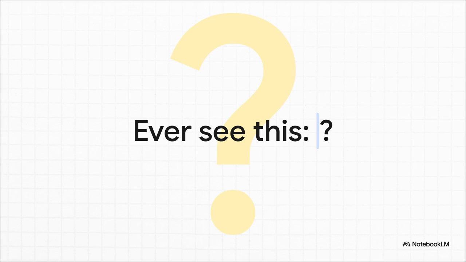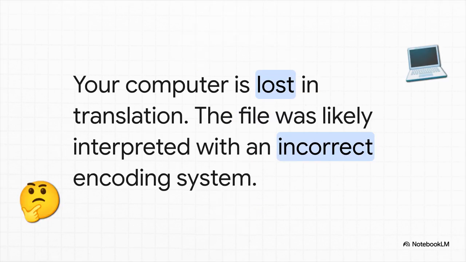Oh yeah, you've definitely seen this little guy before, right? That little question mark stuck inside of a diamond. It pops up out of nowhere when you're browsing a website or reading an email, and it's just so frustrating. But what is it actually trying to tell you? Well, it's pretty simple, really. It means your computer is completely lost in translation. The device that sent the text and the device you're reading it on, they're speaking two totally different dialects of that secret language. It's a fundamental breakdown in communication.